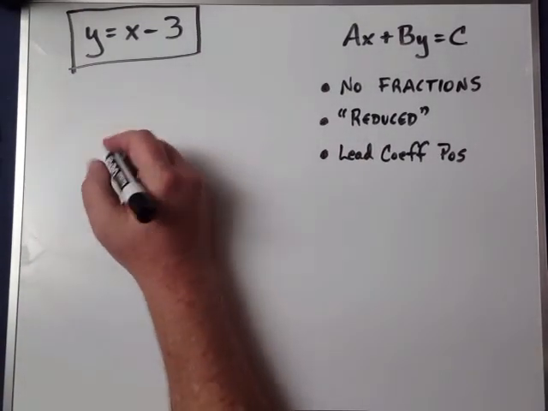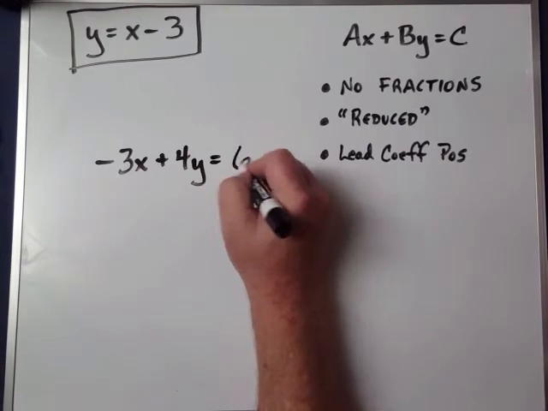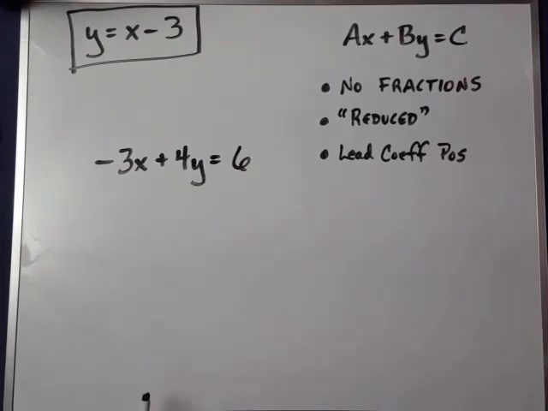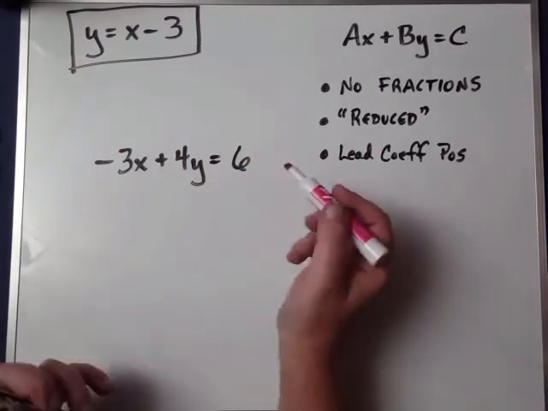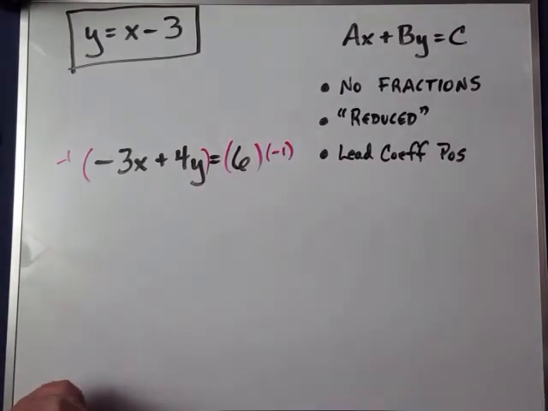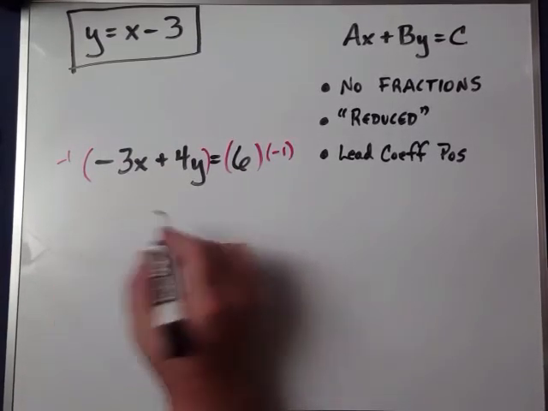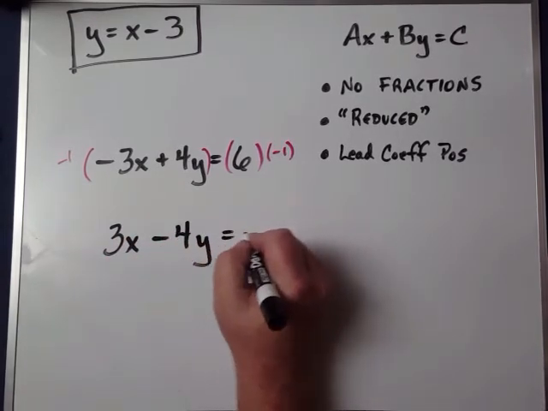What if I had the equation negative 3x plus 4y equals 6? Is this a final answer for standard form? No, because the leading coefficient is not positive. So what do we do? Take the opposite of both sides. Some of us say, let's just take the opposite of both sides. Some would say, let's multiply both sides by -1. Some would say, let's divide every term by -1. But the effect, regardless of which way you approach it, is to change the sign on every term in the equation.